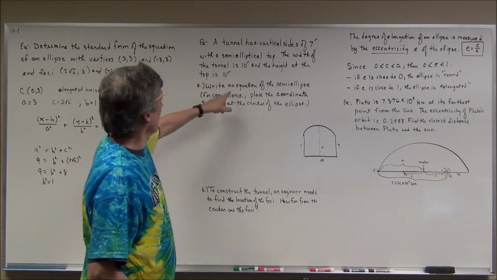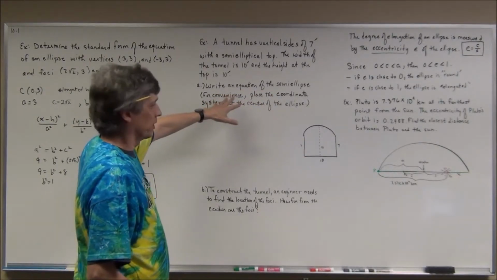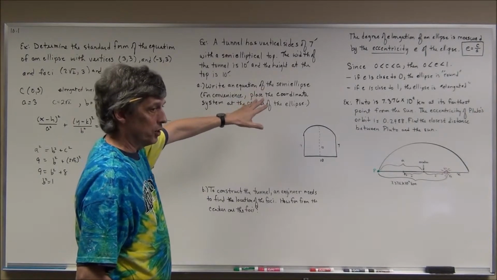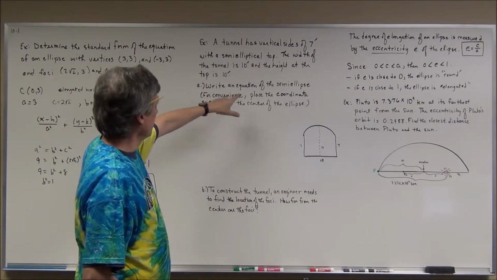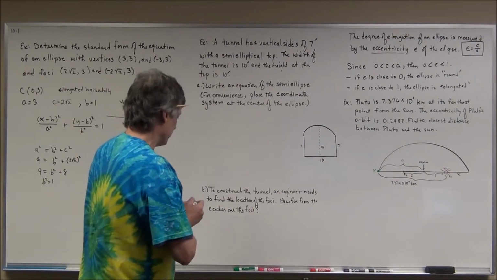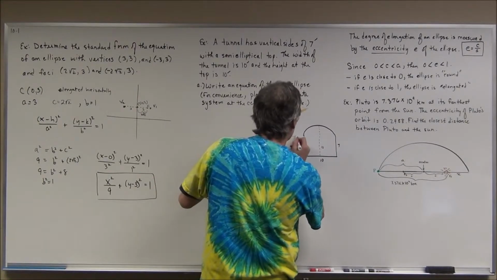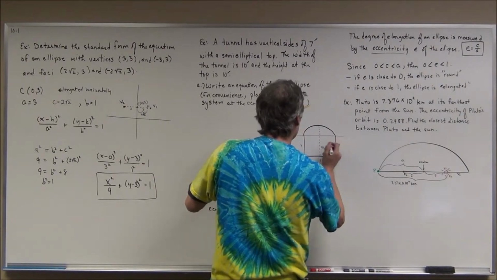And we are to write the equation of the semi-ellipse. I'll show you what I mean by that. I don't think I've done that as an example yet, but I'll show you that in just a moment. Write the equation of the semi-ellipse. It says, for convenience, place the coordinate system at the center of the ellipse. So what they mean by that is to draw your set of axes like this.